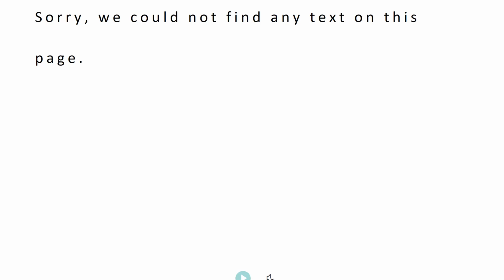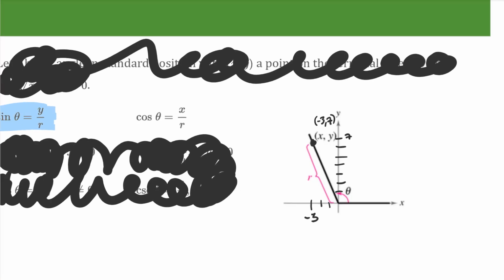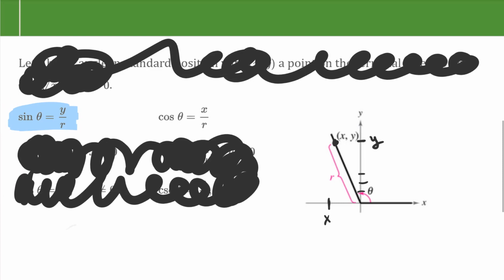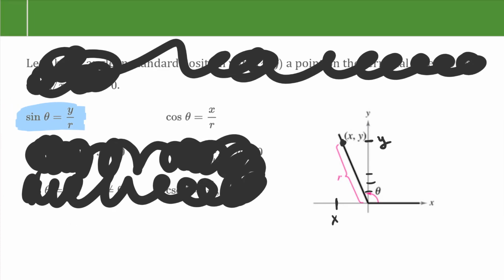I've come too far. I'm not backing up. We're pushing ahead. Let's get rid of all these numbers right here and just say that this height is y, this distance is x. And we're claiming now that sine of theta is equal to y over r.